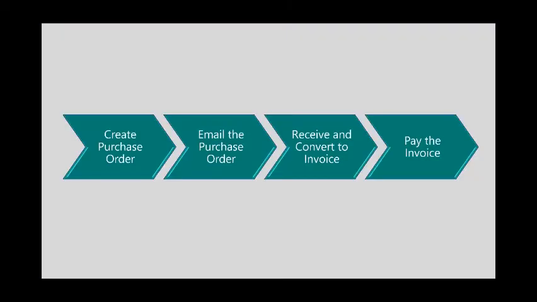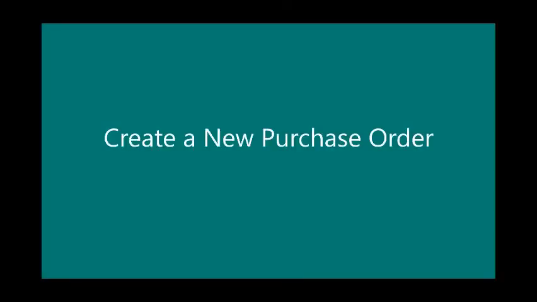In this demonstration, we'll review the process of Procure to Pay using Dynamics 365 Business Central. To achieve this demonstration, we will walk through 4 steps. First, we'll create the purchase order. Then we'll email the purchase order to our vendor. Then once we receive the goods, we'll receive it and convert that to a purchase invoice, and then eventually pay the invoice. Let's begin by creating a new purchase order.